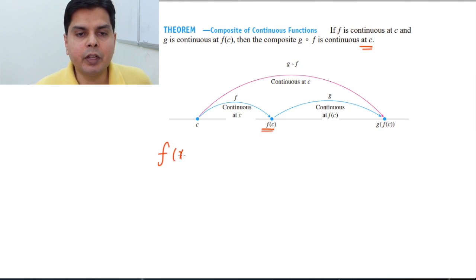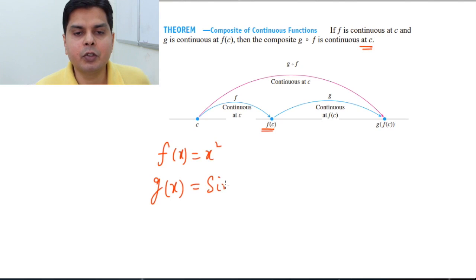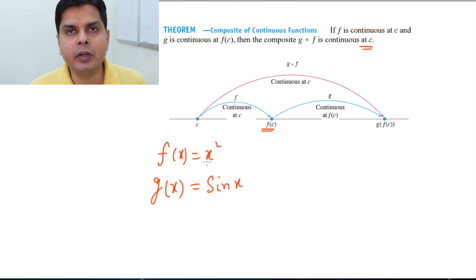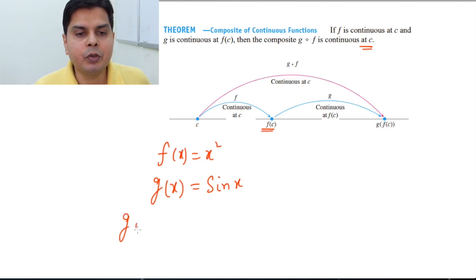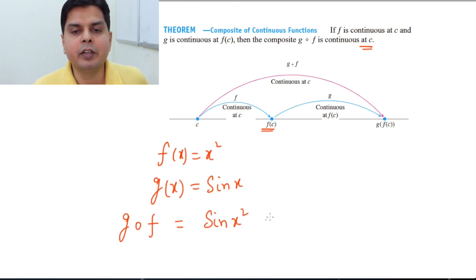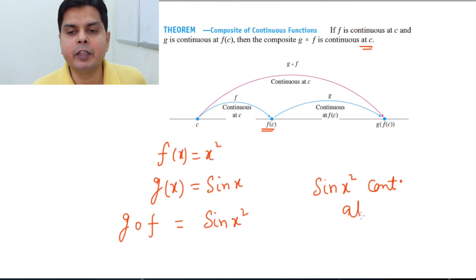For example, let me give you one example. Suppose you define f(x) is equal to x square and your function g(x) is equal to sin x. Now x square is a continuous function at any point. Similarly, sin x is also a continuous function at any point. So if I define g of f, it will be sine of f(x), that is sine of x square. So I can say that sine of x square is continuous at any point.